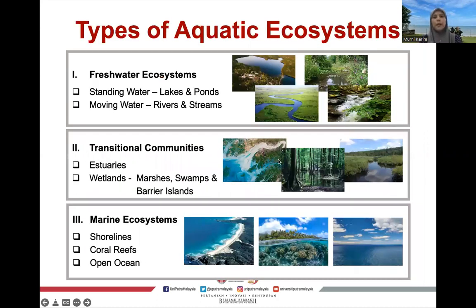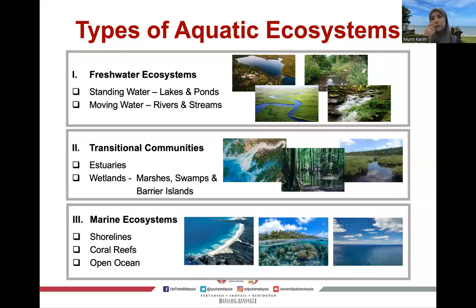So for the aquatic ecosystem, there are three types of ecosystem. The first one is the freshwater ecosystem. Freshwater, air tawar, is usually like lakes and ponds, something that's standing. Standing water means that in lakes and ponds there are no currents. The ocean has currents, free flowing currents, but lakes and ponds we call standing water. There is no current movement. And then some of them are moving water.